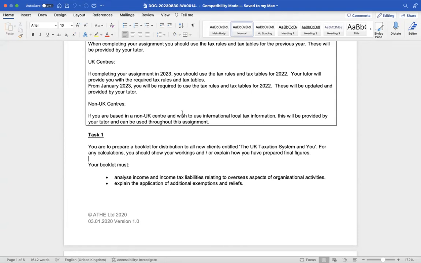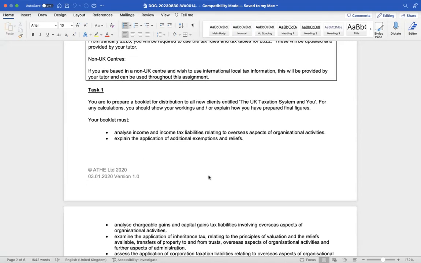You need to describe the various exemptions and relief available under the UK systems. Also, you can provide examples of situations where these exemptions and reliefs can be applied to reduce tax liabilities, and then analyze chargeable gains and capital gain tax liabilities involving overseas aspects of organizational activities.